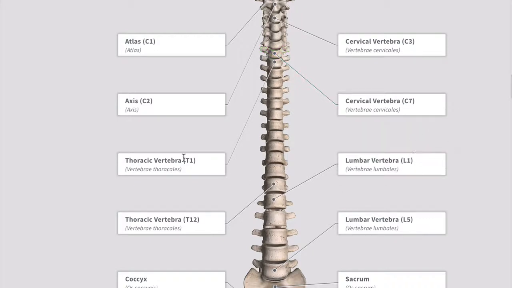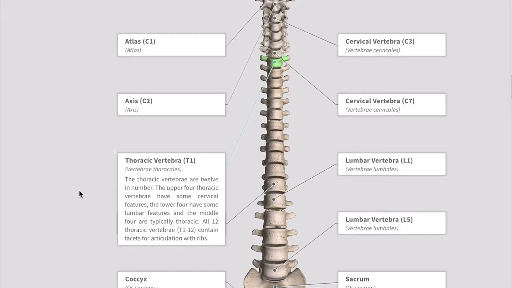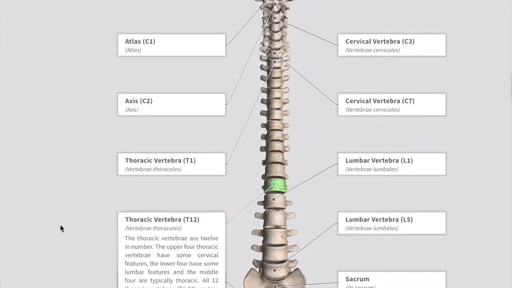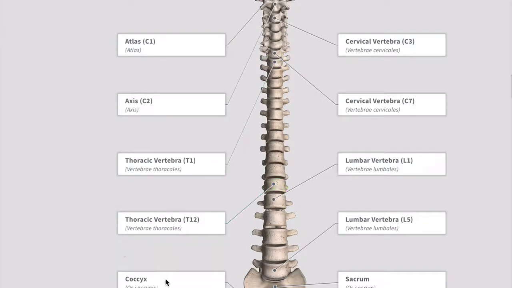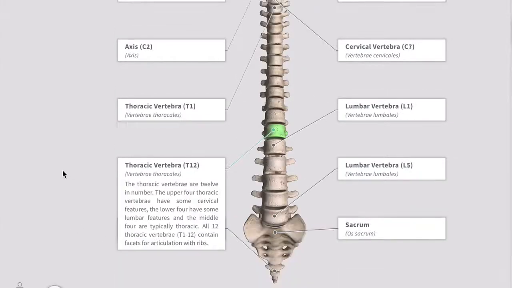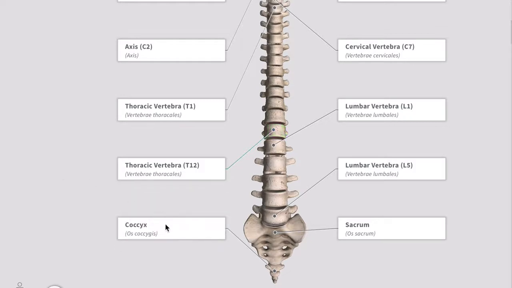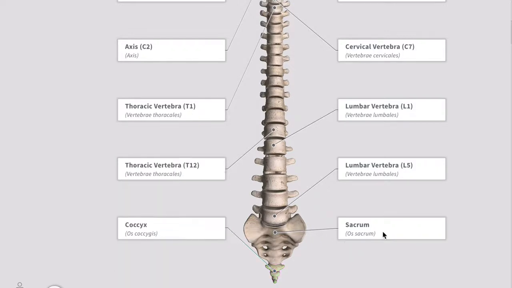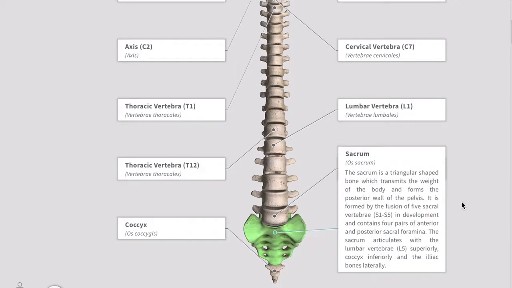Then you have the thoracic region, which goes from T1 all the way down to T12, and its job is to provide a spinal canal for the spinal cord to run, as well as articulation with the ribs. We also have the coccyx region, which is the tailbone, and is the final segment of the human vertebral column. The sacrum is just superior to it, and the sacrum forms the posterior wall of the pelvic region, and it's triangular in shape, if you can slightly see it.